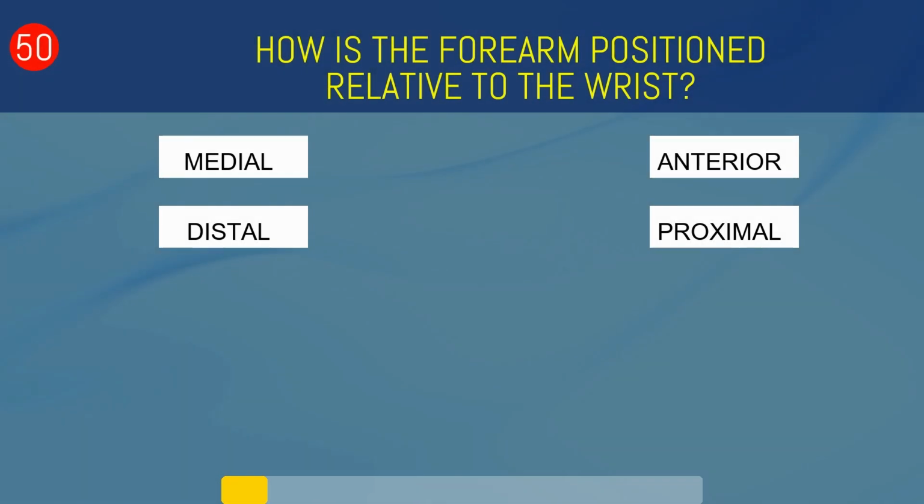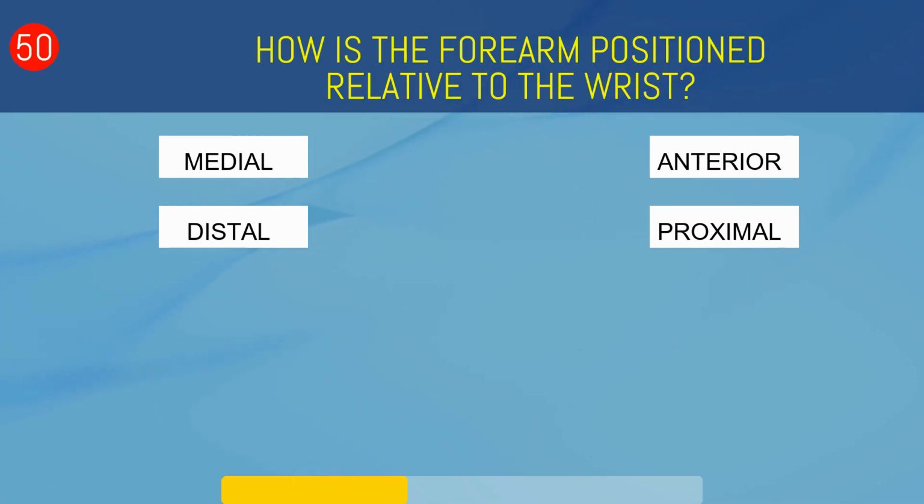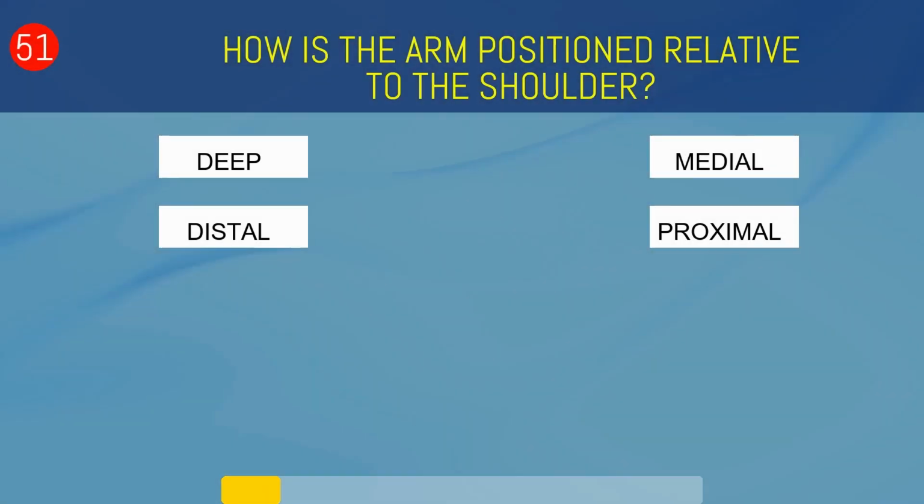Distal. How is the forearm positioned relative to the wrist? Medial, distal, anterior, or proximal? Proximal. How is the arm positioned relative to the shoulder? Deep, distal, medial, or proximal?